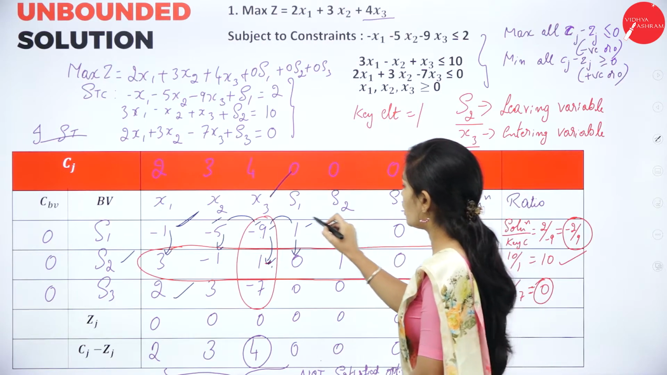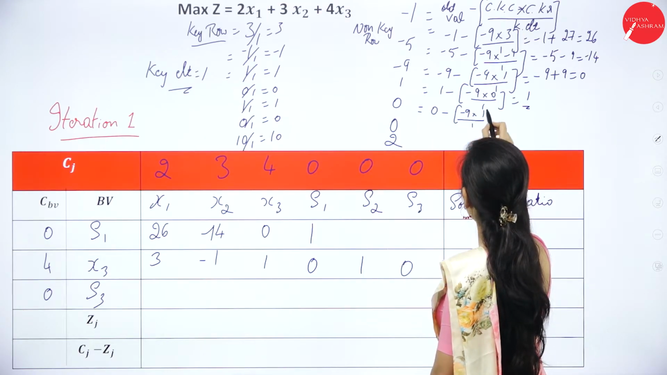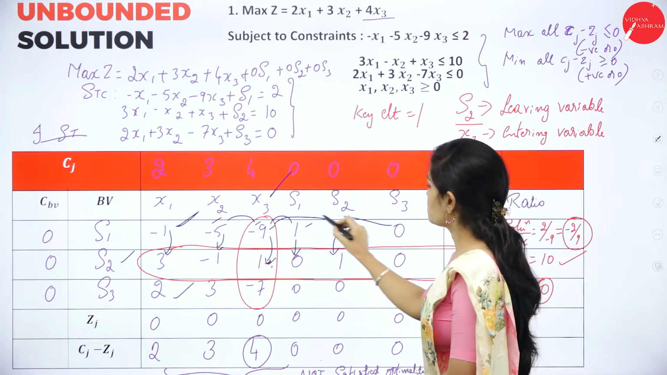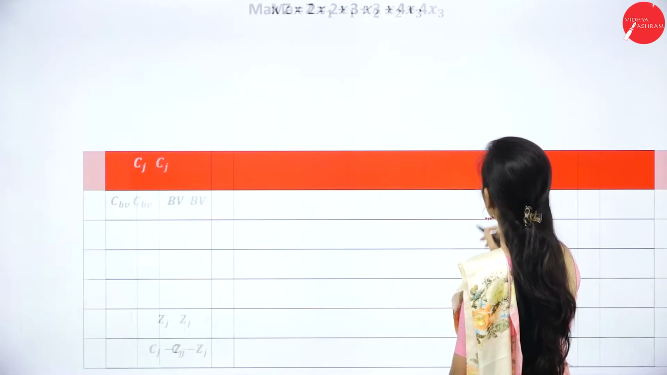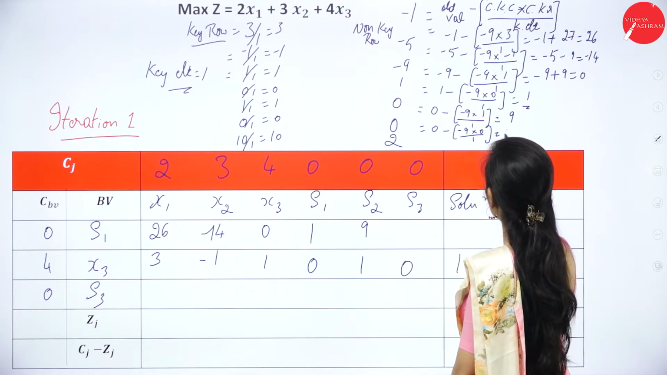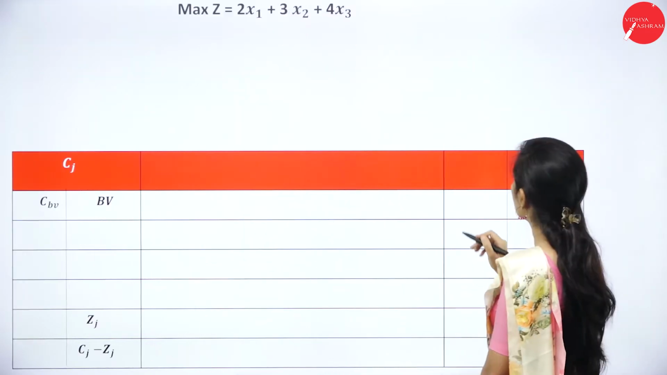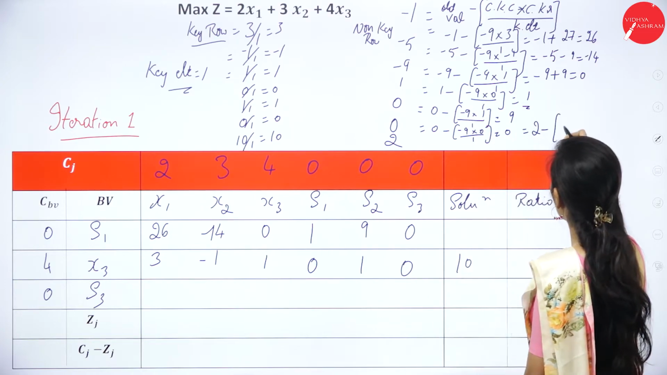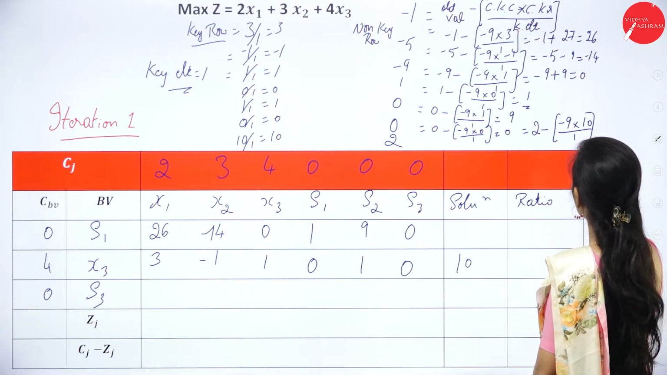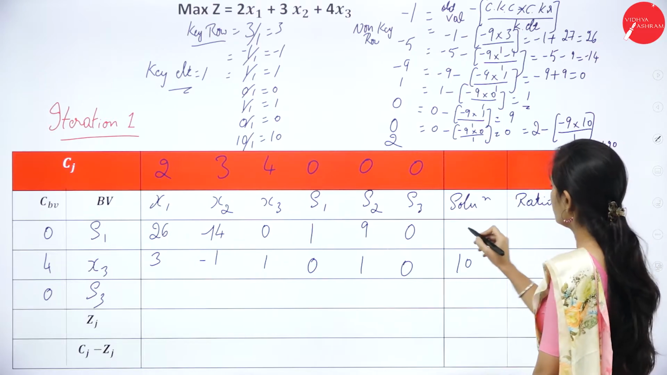And old value is 0. And corresponding key column is minus 9. Key row is 1. Minus 9 into 1 by 1. It is plus 9. And old value is 0. Corresponding key column minus 9. Key row is 0. 0 minus minus 9 into 0 by 1. It is 0. And old value is 2. Corresponding key column is minus 9. Key row is 10. So, 2 minus minus 9 into 10 by 1. So, it is minus into minus plus 9 into 10 is 90. So, 90 plus 2 is 92.